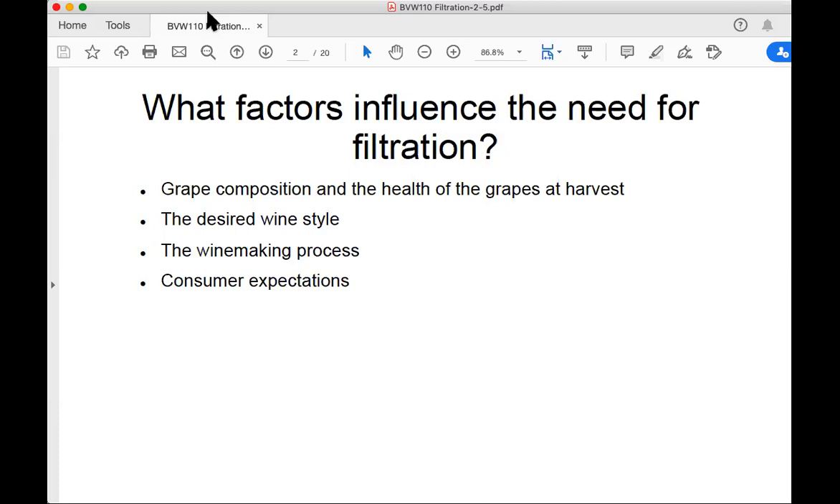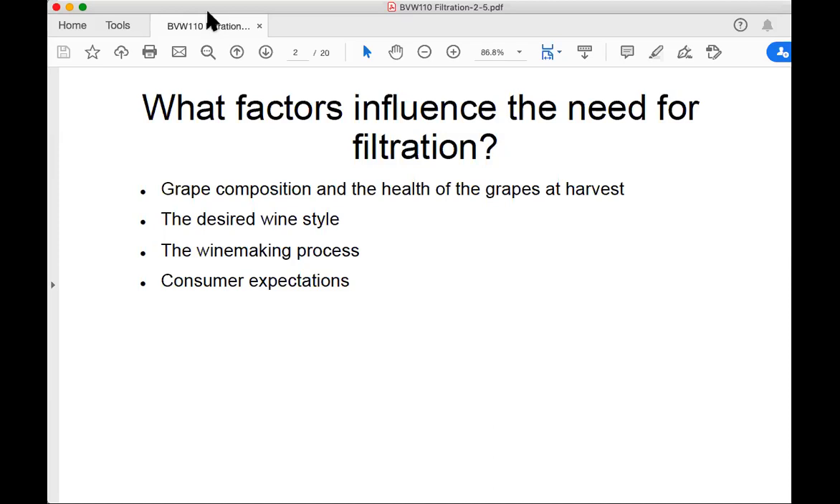So the desired wine style is very important when we talk about filtration, because there are some wines that, to remain as we intend them to be, require filtration, no question. And then there are other wines where filtration is not really a factor in achieving the desired wine style if the rest of the winemaking process has been geared towards achieving that style.